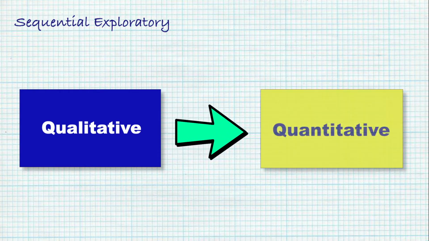His second method is called sequential exploratory. And this one is almost the opposite. So here we start with qualitative research and then we use quantitative research to help us understand that. In this method, what we're looking at is perhaps doing some interviews and finding an unexpected answer, and then using a quantitative method such as a survey to find out whether that unusual finding is applicable to a larger group of people or activities.